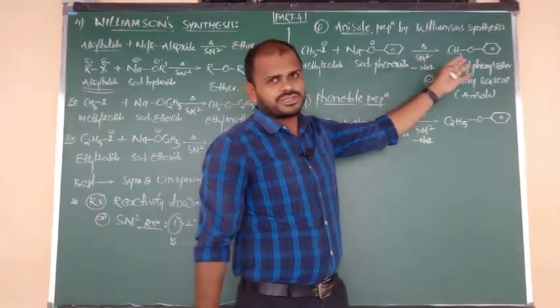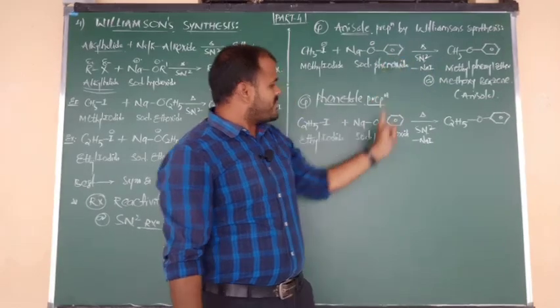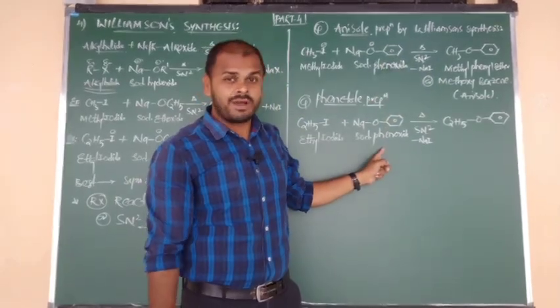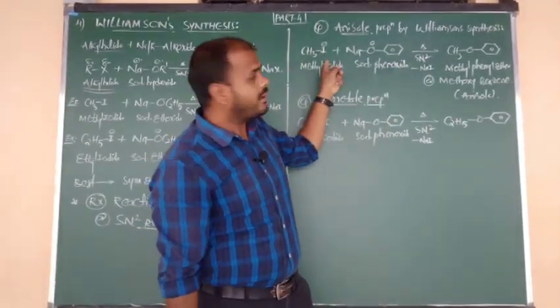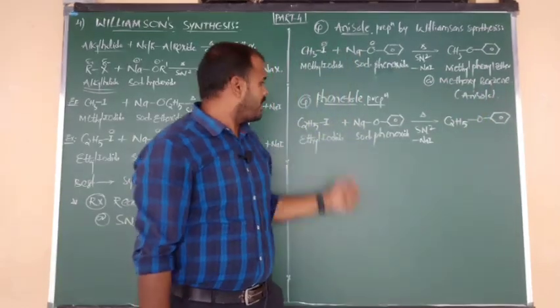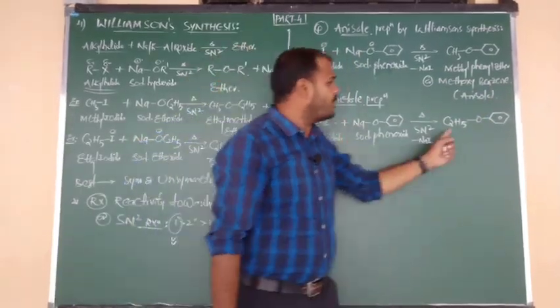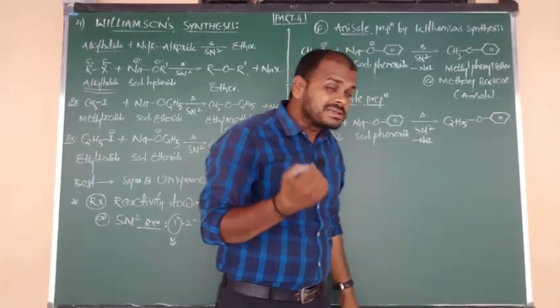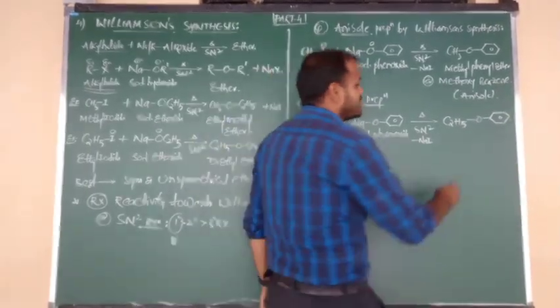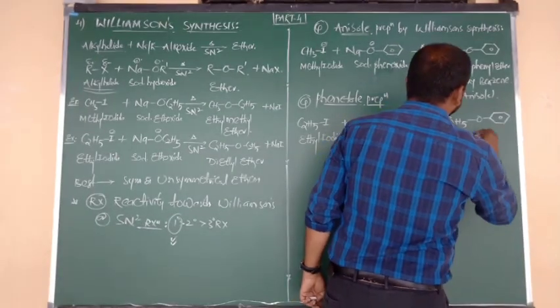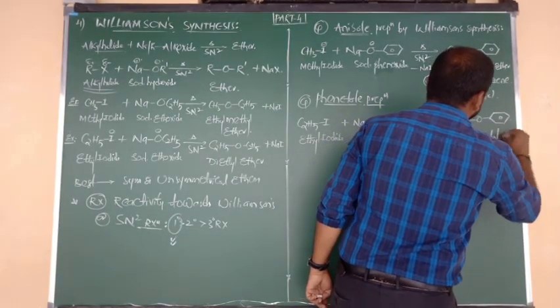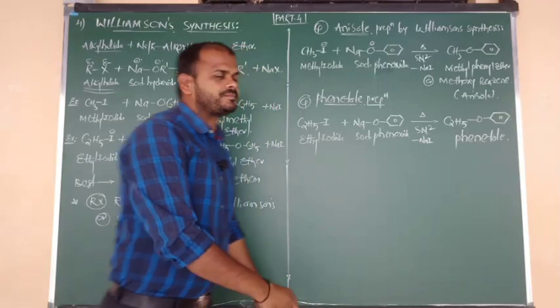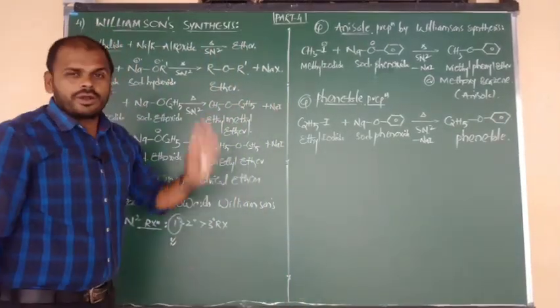See here, in the above reactions, sodium phenoxide is common in both, beta. Here methyl iodide, that's why you are getting methoxybenzene. Here ethyl iodide, and here you are getting what, beta? Ethoxybenzene. It is known as, we have to say, phenetole. Okay. It is an important question here, beta.